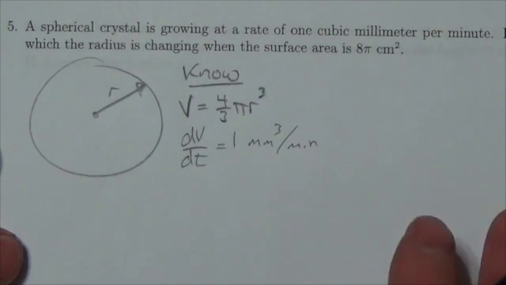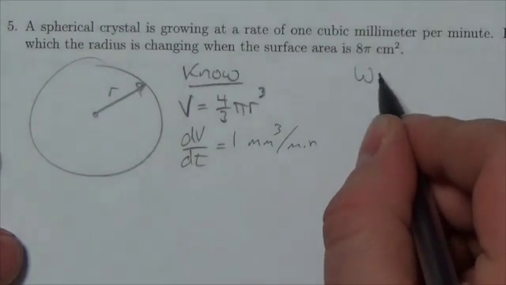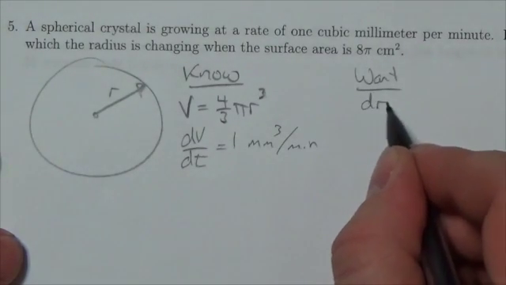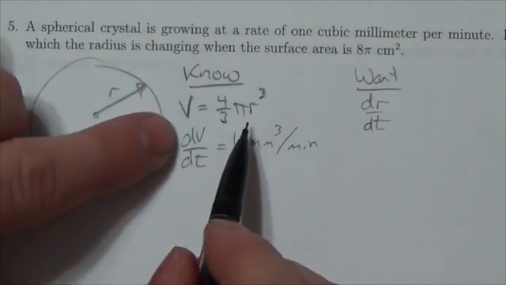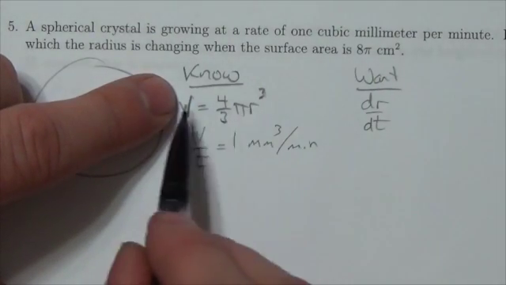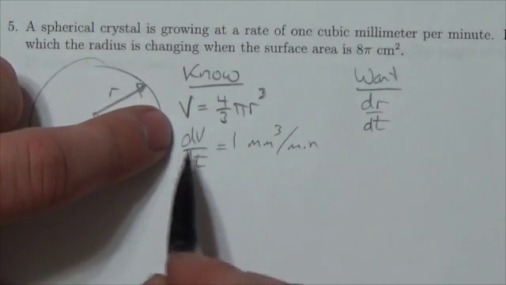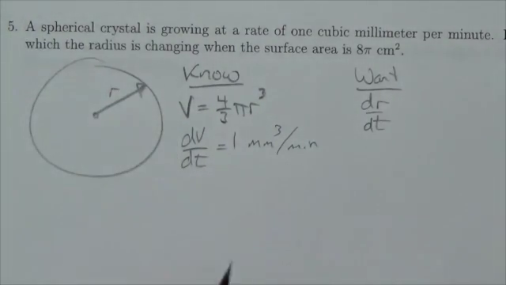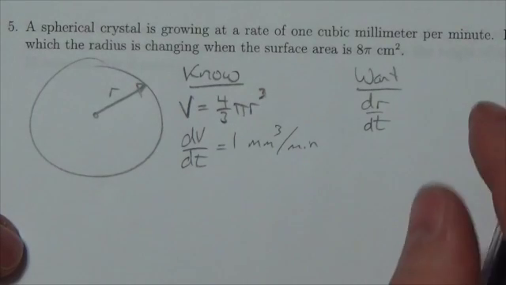Now, what I want is the rate at which the radius is changing. I want dr by dt. Well, that's perfect. My equation is going to work out perfectly for me because there are only two variables here. I know the rate of change of one of the variables. I'm looking for the rate of change of the other variable. So I'll just take the derivative in a couple seconds here.